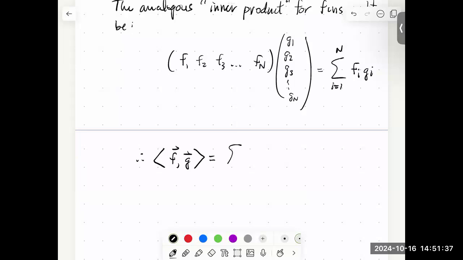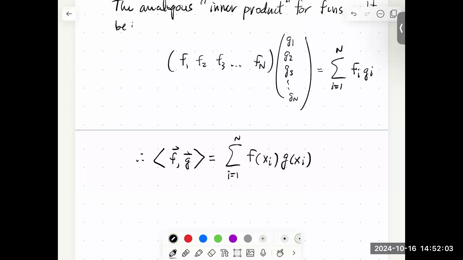And so that's going to be the sum from i equals 1 to n of, well, what did we say the components were going to be? The components were going to be f evaluated at the particular value of x, and same for g. Does anyone see a problem with this? What's going to go wrong here?